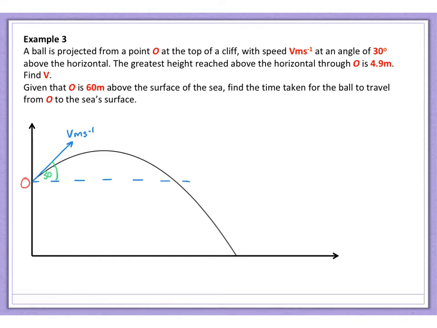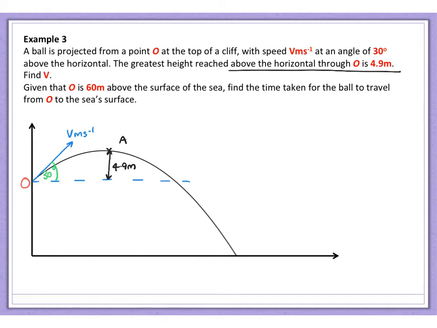Let's fill in that 30 degrees there. The greatest height reached above the horizontal through O is 4.9 meters. So that's important. It's the greatest height reached above the horizontal through O. So this is the 4.9 meters. It's not being measured relative to the ground.